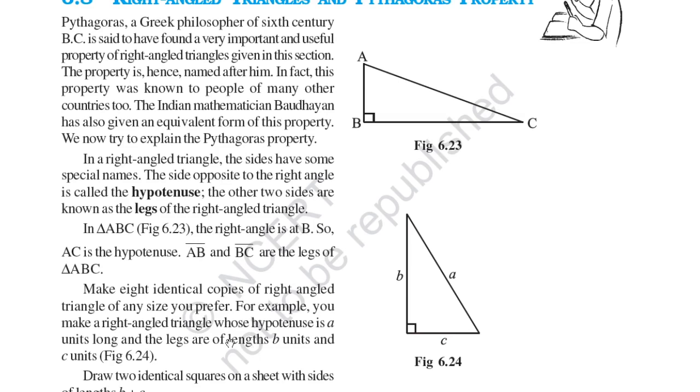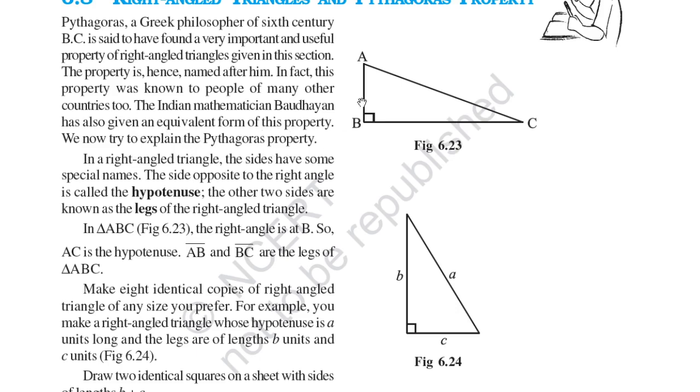Pythagoras, a Greek philosopher of the 6th century BC, is said to have found a very important and useful property of right angled triangles given in this section. The property is hence named after him. In fact, this property was known to people of many other countries too. The Indian mathematician Baudhayan has also given an equivalent form of this property. We now try to explain the Pythagoras property.